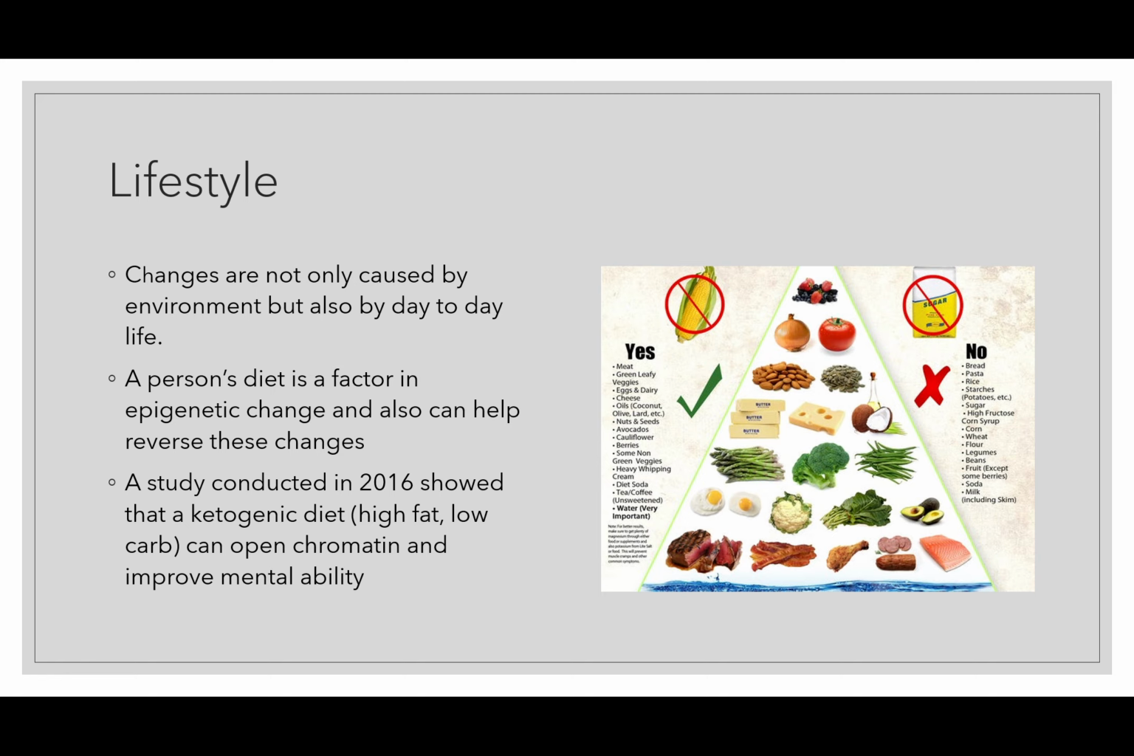So for lifestyle, these changes are not only caused by the environment, but also by your day-to-day life, decisions you make day-to-day. A person's diet is a factor in epigenetic change and can also help reverse these changes. Obviously not just diet, you have smoking and exercise and drinking and all of that, but for this specific case we have diet. A study conducted in 2016 showed that a ketogenic diet, which is high in fats like oils and olives and nuts and avocado, and low carb, so no starches, no breads, can open chromatin and improve mental ability. This was a study done on mice.